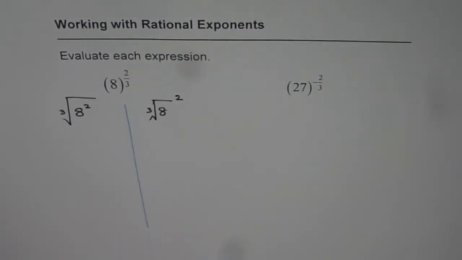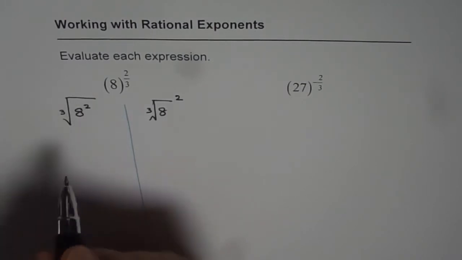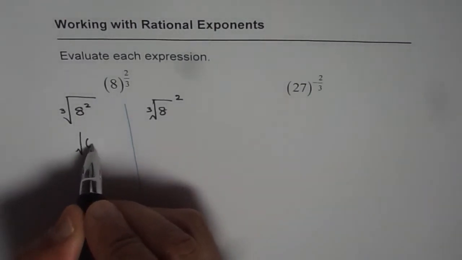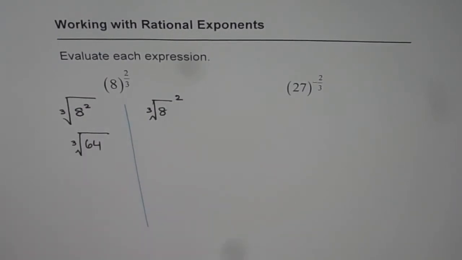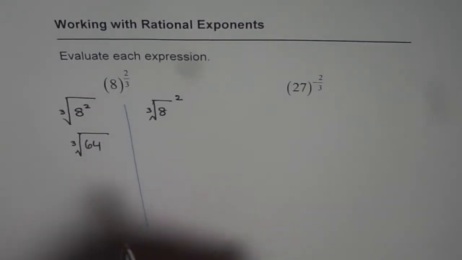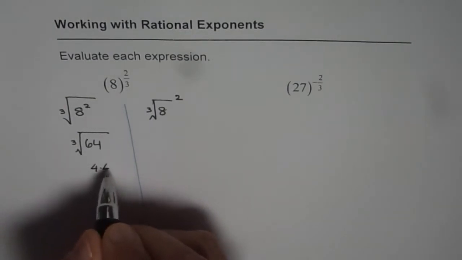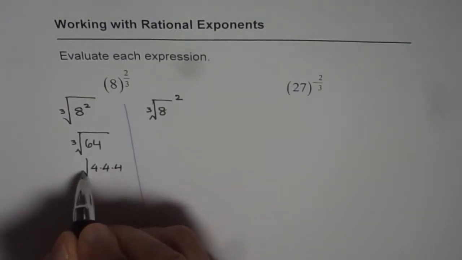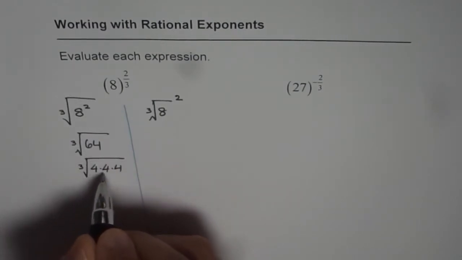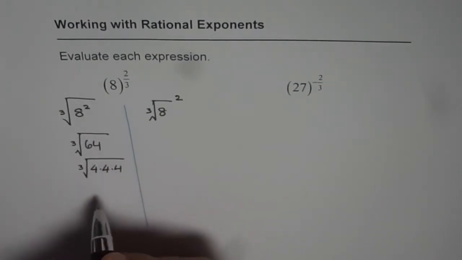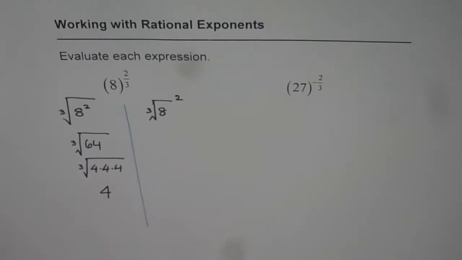Let's try. Square of 8 is 64, correct? So we get 64, and then the cube root of 64. 64 is 4 times 4 times 4, so the cube root is indeed 4. So that is how we can get our answer.